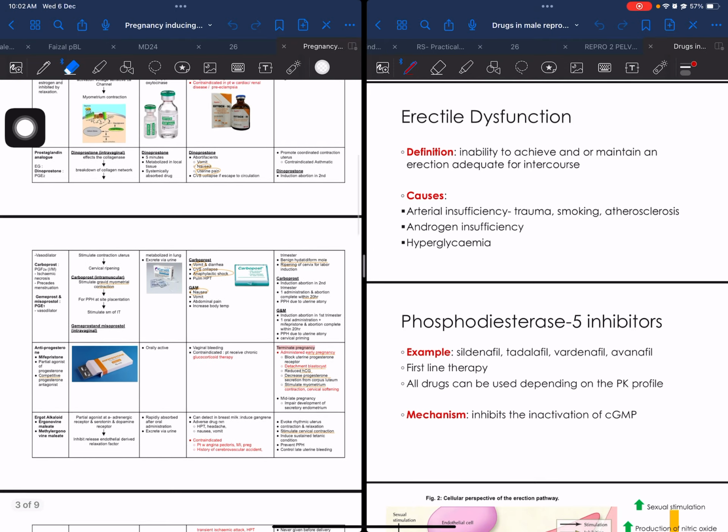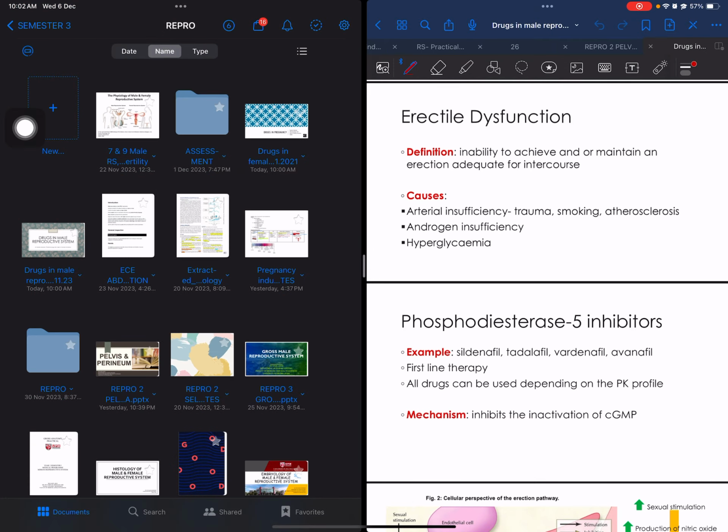What is erectile dysfunction? Okay, erectile dysfunction is inability to achieve or maintain. Some can erect but cannot maintain, so all under the same category. Inability to achieve or maintain an erection adequate for intercourse. Why does this happen? Because of arterial insufficiency due to maybe trauma, smoking or atherosclerosis, or the hormone itself, androgen hormone is insufficient, or sometimes when there is hyperglycemia, that can also cause ED. Okay? So there's only one group of drug.